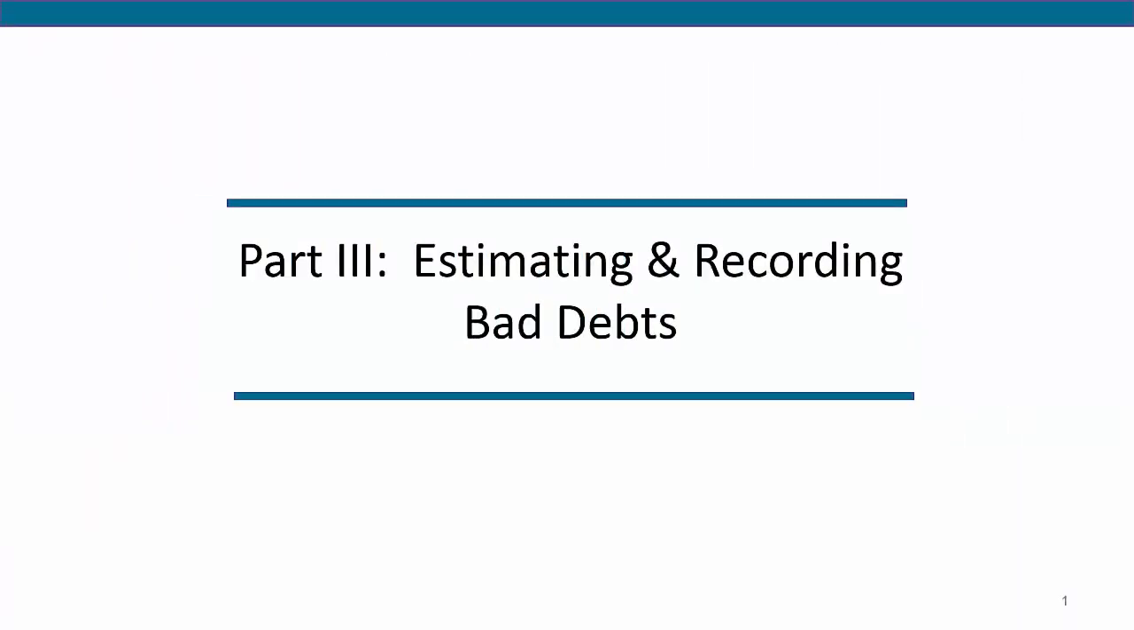Welcome back. So, how did Barton Company in our last example decide to use $3,000 as their estimate for bad debts? There are two methods that I will discuss during this presentation, the percent of sales method and the aging of accounts receivable method. There is a third method, the percentage of receivables method, but I have not seen it used frequently and will let you read about it on your own.